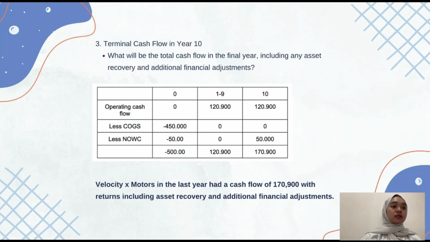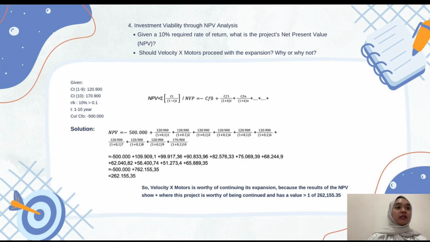Number 3, cash flow in the year. Velocity X Motor in the last year had a cash flow of 170,900, with returns including asset recovery and additional financial adjustment. Knowing the cash flow in years 1 to 9 is 120,900, and the cash flow in year 10, the last year, is 170,900.